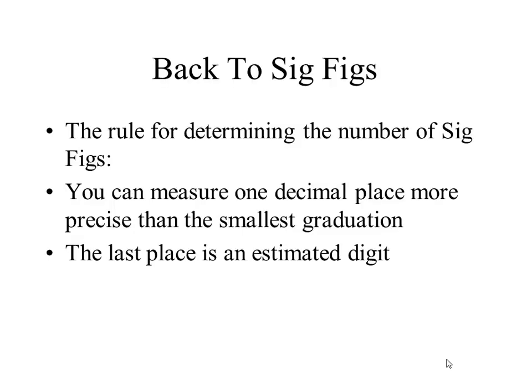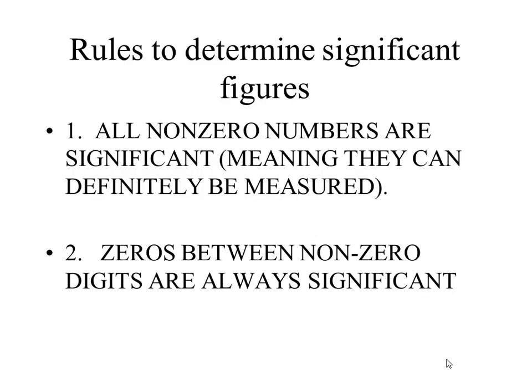The rule for determining how many sig figs are in a measurement is that you determine the measurement to one decimal place more precise than the graduation of the instrument. The graduation of the instrument is like the smallest increment. Okay? And that last place is estimated, and that's why we need to include our uncertainty.